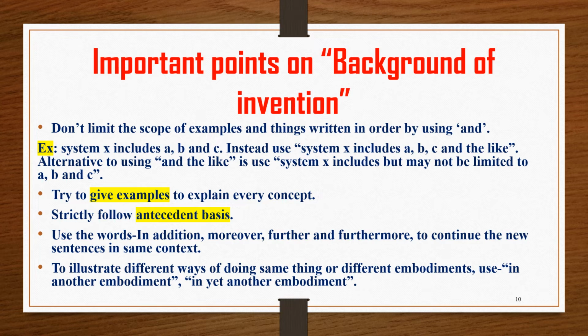The next point is to use the words, just listen carefully: in addition, moreover, further, furthermore, etc. These types of words are used to continue new sentences in the same context. And finally, to illustrate different ways of doing the same thing, or different embodiments, use "in another embodiment," "in yet another embodiment," etc. I hope this is pretty much clear now.